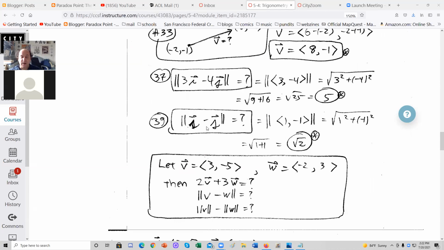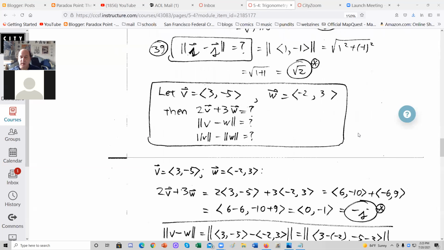What's the length of the vector i minus j? Well, let's see. i is 1 by 0, minus j is 0 by -1. They add up to 1 by -1. The length of 1 by -1 is the root of 1 squared plus -1 squared. That's root 1 plus 1. That's the square root of 2.